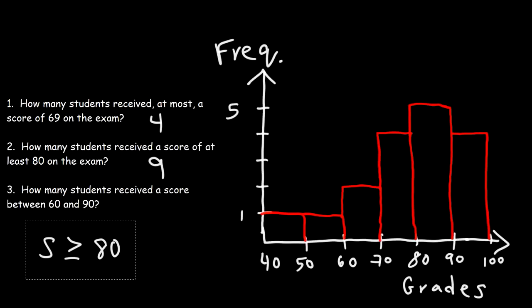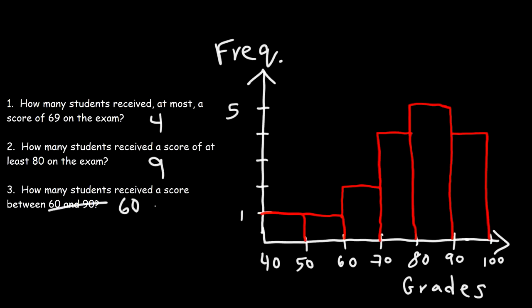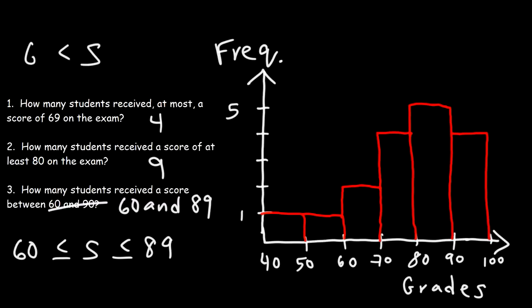Now what about the last one? How many students received a score between 60 and 90? Well, let's adjust this, and let's say between 60 and 89 inclusive. Inclusive means that we're going to include 60 and 89, because sometimes it may not be inclusive. It may not include 60 to 89. So this would be 61 to 88. But let's say inclusive. How many students would fall in this range?